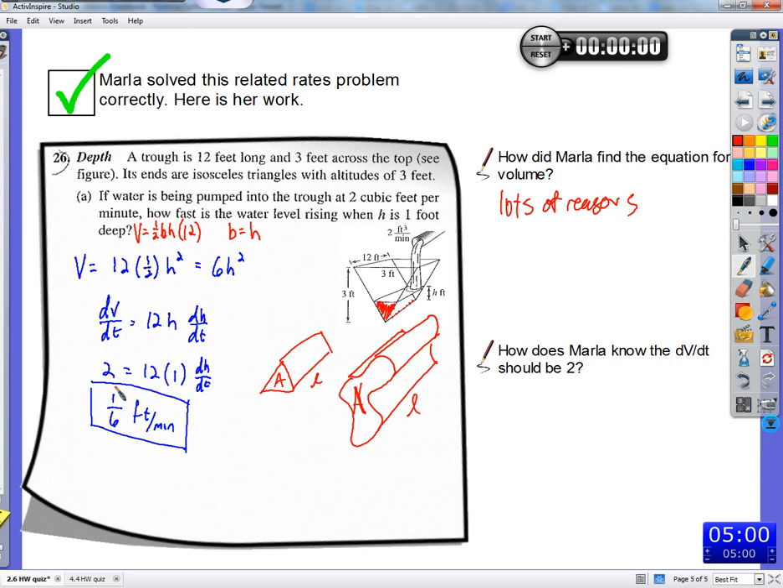I'm looking for someone maybe new. So far, everybody raising their hand has already said something. Okay, it says the cubic feet per minute is 2 cubic feet per minute. So why is that dV/dt? What does dV/dt have to do with 2 cubic feet per minute? The volume is increasing. dV/dt is the rate of change of volume with respect to time. How fast is the volume changing? It could be increasing or decreasing, depending on whether water is flowing in or flowing out. It's how fast the volume is changing with respect to time. And since the volume is getting more, it's increasing, so dV/dt would be a positive value. Okay?